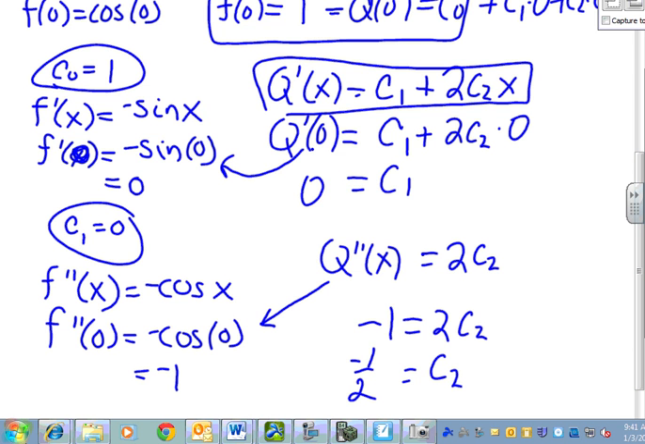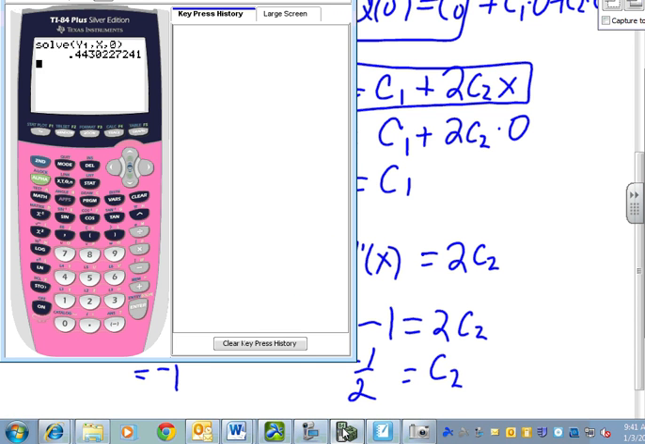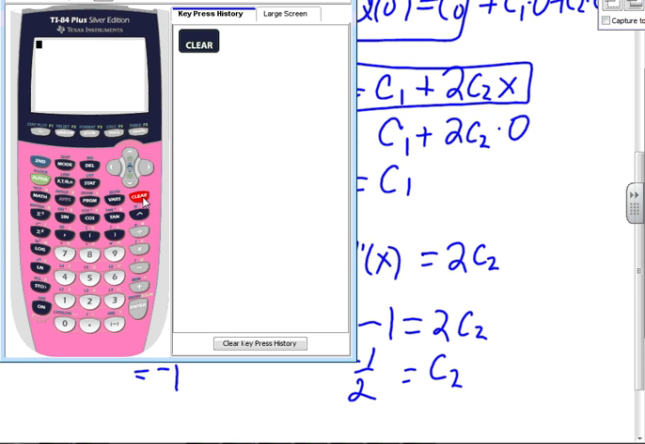But for the moment, I'm going to use my regular graphing calculator, and we're going to graph the cosine of x. Oh, I hate that.